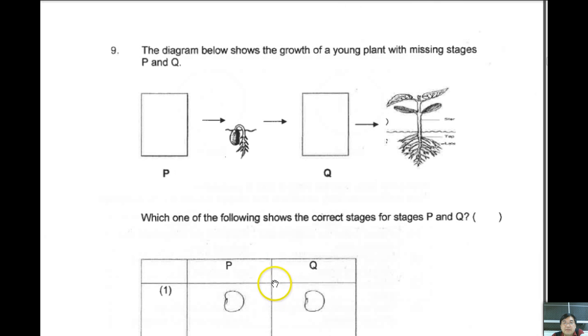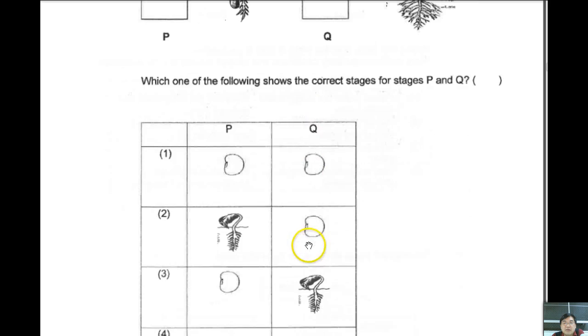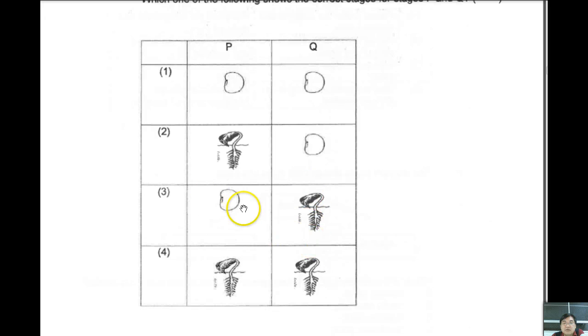Next, 9. The diagram below shows the growth of the young plant with missing stages. This is obviously very easy. This should be the seed. This should be the seedling which has sprouted out the shoot, probably with small leaves. Let's take a look at the bottom. So it is 3. Answer is 3. Right, let's carry on.